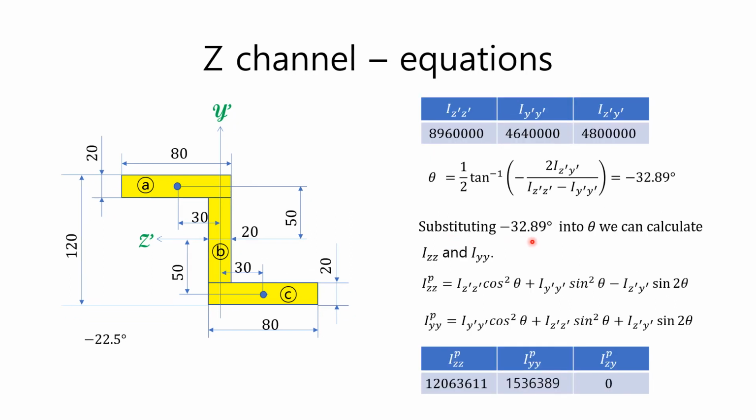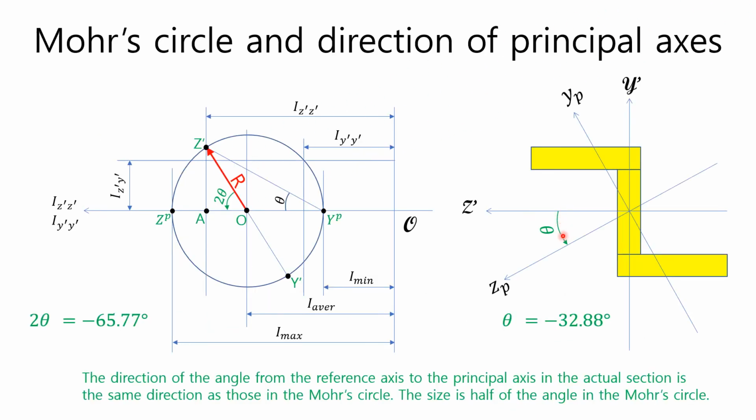By substituting the previously calculated theta value into these two equations, we can calculate the second moment of area for each principal axis. These two values are the same as the result calculated by Mohr circle. The direction of the angle from reference axis to the principal axis in the actual section is the same direction as those in the Mohr circle. The size is half of the angle in the Mohr circle.